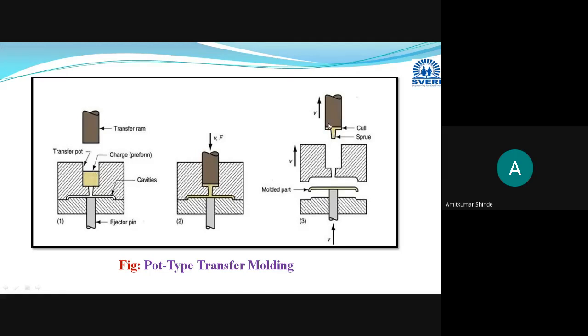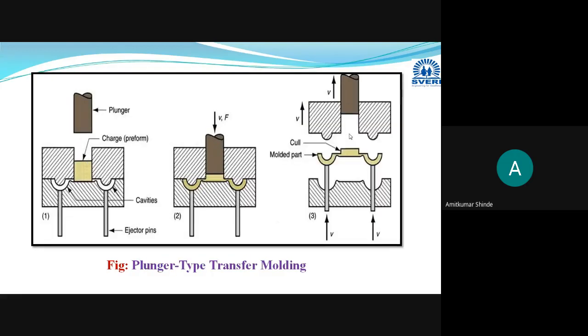And on the press or plunger, some material will remain. This is termed as the cull, and it will acquire the shape of the sprue. In this pot type transfer molding process, the wastage of material is more, and this material cannot be recycled. Okay, this is the pot type transfer molding process, and we will move towards the next concept, that is the plunger type transfer molding process.